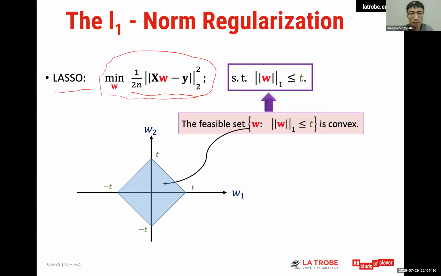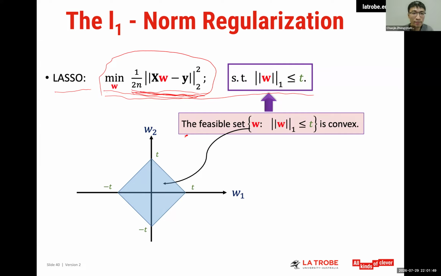So this problem is a constraint optimization problem. What it's doing is, let's say we have, let's draw a level set function for the loss function, or for this mean square error function. So the central point will be the solution for this mean squared error term without the constraint.